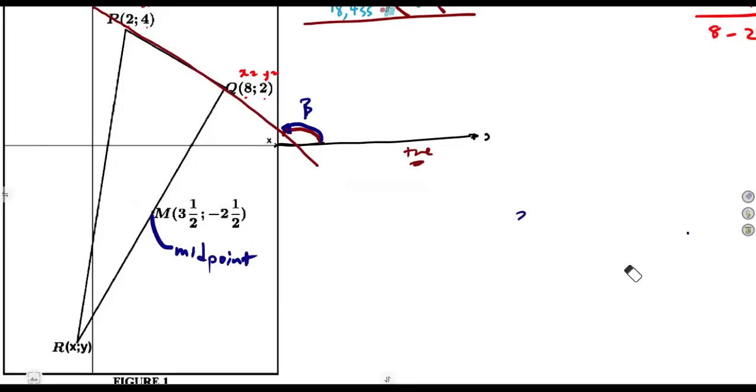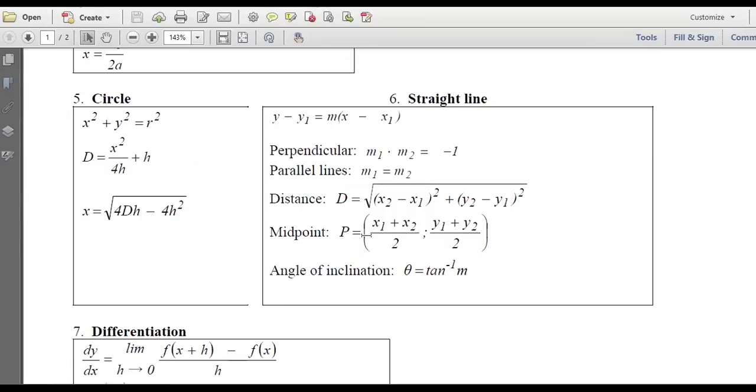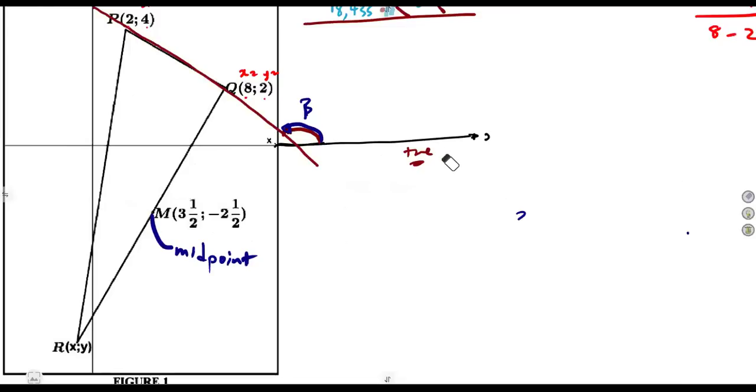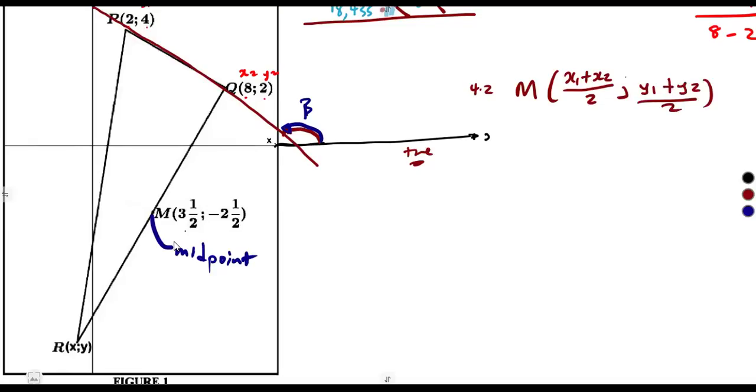Remember, to calculate the midpoint of certain points, you add the x values together, x1 plus x2 over 2, and the y values together, y1 plus y2 over 2. So in our case, this is what we are going to have. M was supposed to be calculated from x1 plus x2 over 2 and y1 plus y2 over 2, because it is a midpoint. And we have that midpoint.